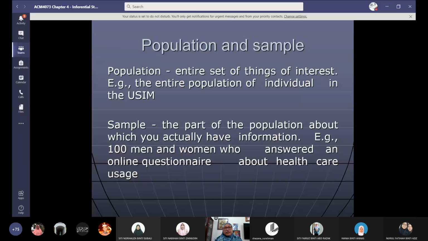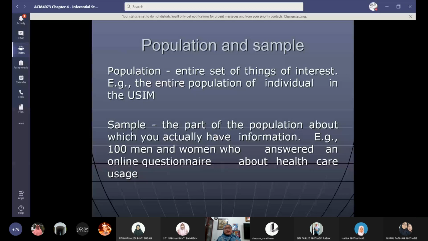Population. What do we mean by population? As I mentioned previously, it is the bigger group, or I would say the main group. Not the main of your study, but the main group. Which population you look at? It is the entire set of things of interest. If you are talking about USIM, students from USIM, that is population. It's big, thousands, which may not answer your objective clearly, because you may look into specific case, specific issues.